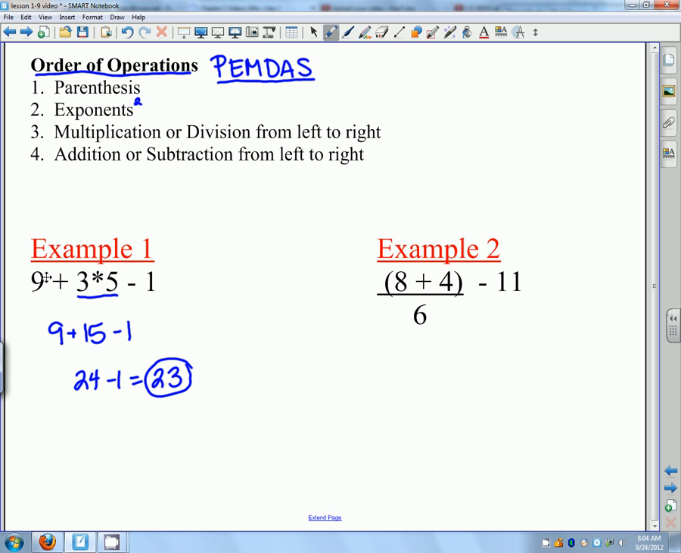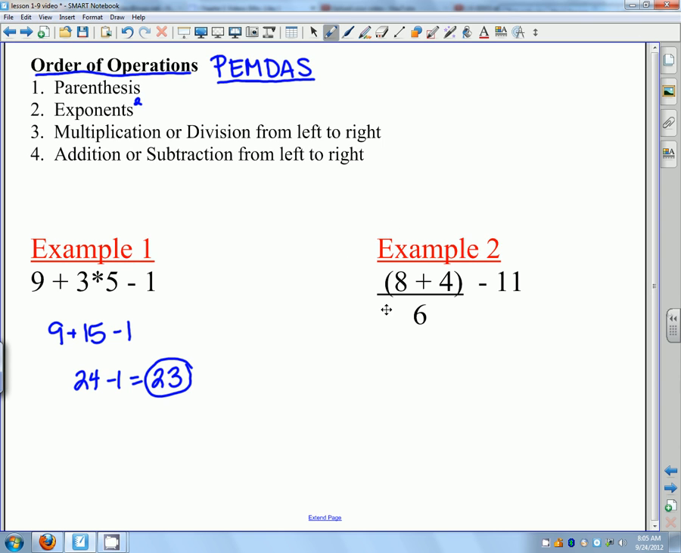If I were to just start here and do 9 plus 3, that would be 12, times 5 is 60, minus 1 is 59. Are those the same answer? Absolutely not. They're completely different answers. So it really is important that you know how to do these correctly. You always have to do multiplication and division first.